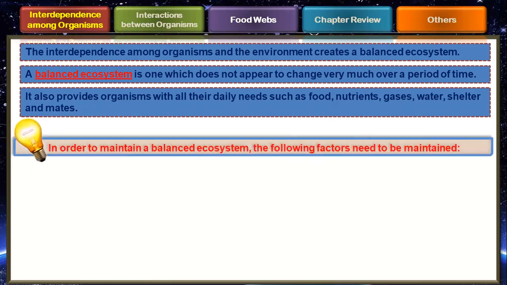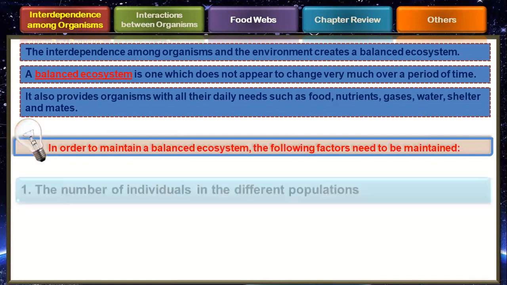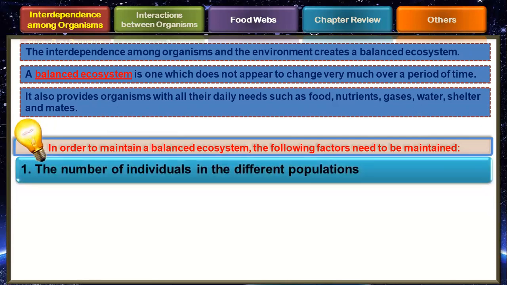In order to maintain a balanced ecosystem, the following factors need to be maintained. So what are those things? First off, the number of individuals in the different populations. Maintaining them is very important. It should not be way over or way less, because every part of the population is very important in the ecosystem. Most of the time, we always say that organisms in a population are also very dependent on the organisms of other populations.